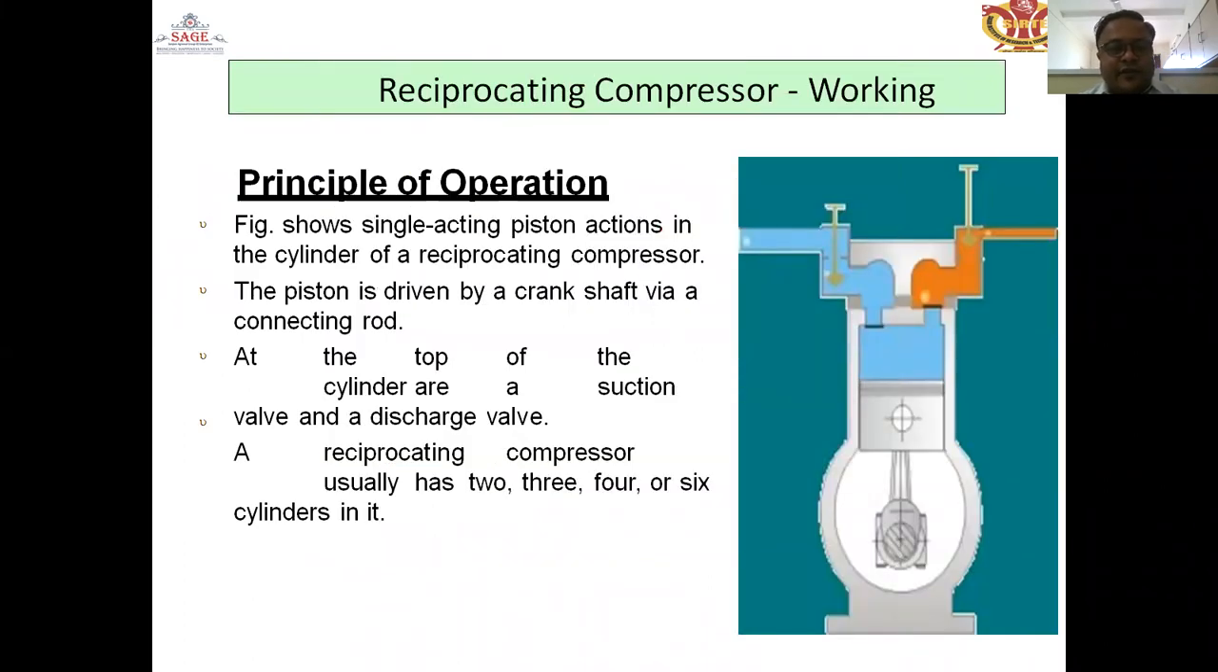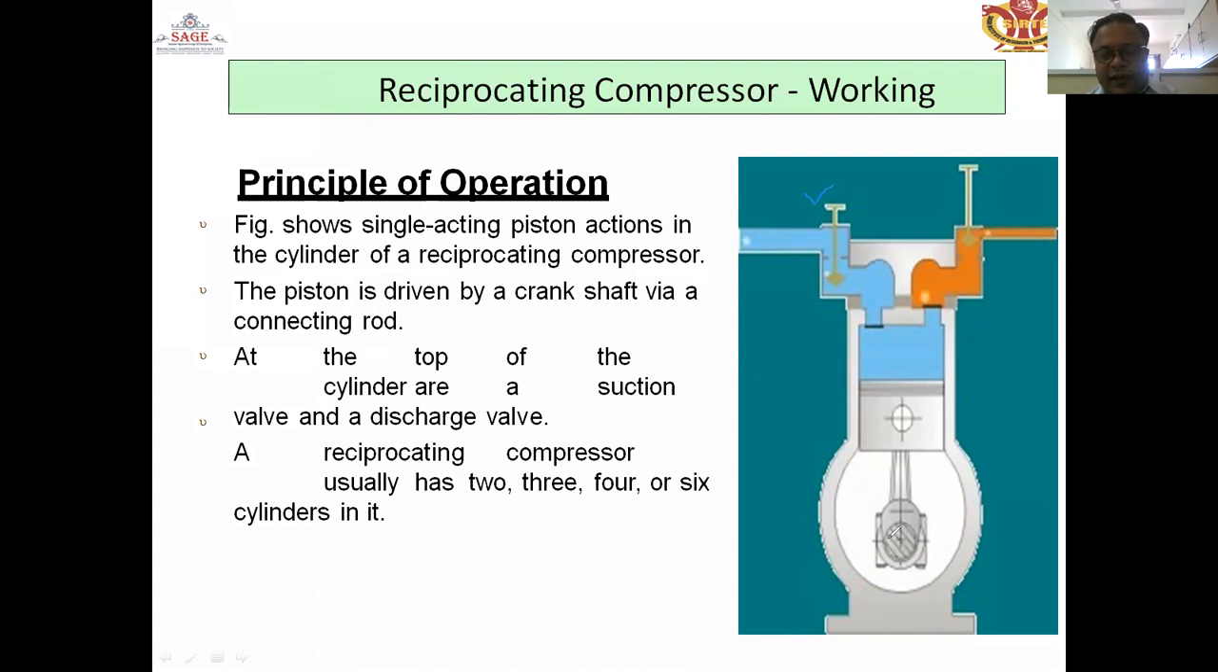What is the main functioning of the reciprocating compressor was already discussed in the previous class. This is the principle of operation. In the figure, when the inlet valve, IV, is open, atmospheric air comes in from the outside due to the pressure difference, and the piston is moving from the TDC to BDC as the crank revolves. This is the first process.